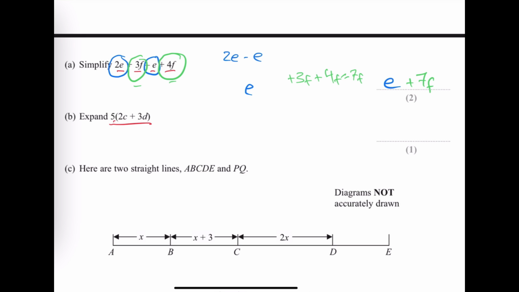Now, expand 5(2c plus 3d). With timesing, you can just do it. We're only going to focus on the big number. When you expand, make sure you expand it to each different one. So you do 5 times 2c and you also do 5 times 3d. So 10c plus 15d.